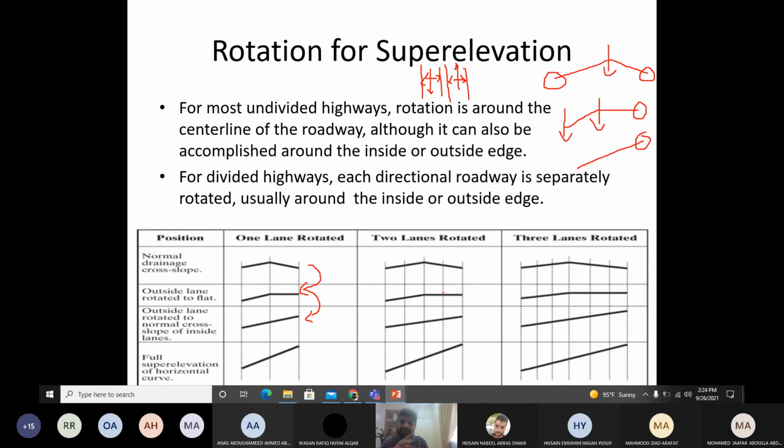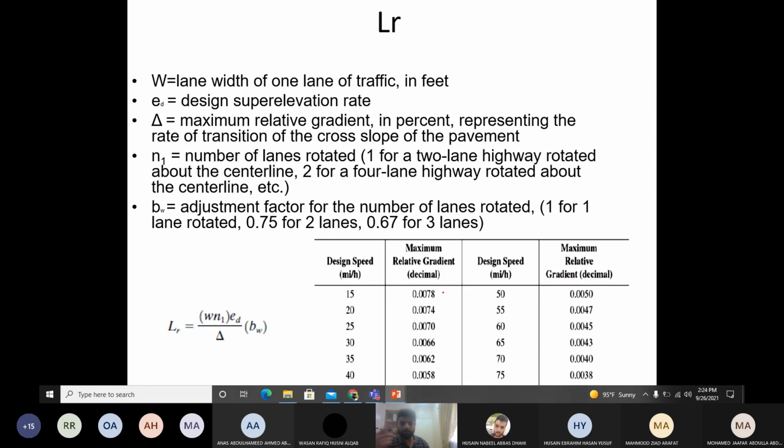For undivided highways, it is simply half of the total number of lanes. So N1 is the number of lanes you are rotating. They have mentioned it here: 1 for 2 lane, 2 for 4 lane. They are for undivided highways. And if you are talking about divided highways, then you take the number of lanes on each side. So 2 lanes on each side means 1, 4 lanes on each side means 2, and so on.